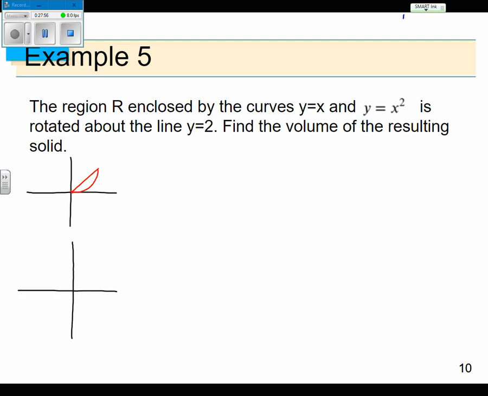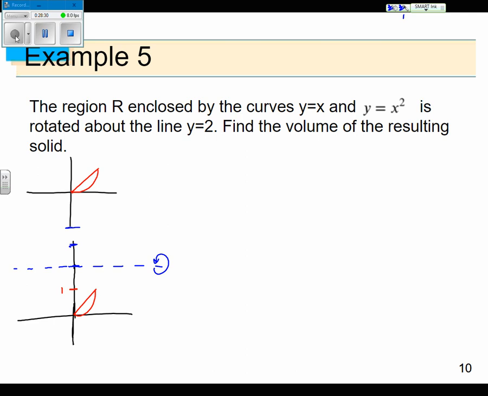Maybe I need to move this a little bit. Y equals 2. I'm going to move my x-axis down a little bit. Never mind that it's not straight. So I'm taking this region, which comes up to the point 1 right here. So this would be 2, 3, 4. I'm wanting to rotate it about this imaginary line right here.